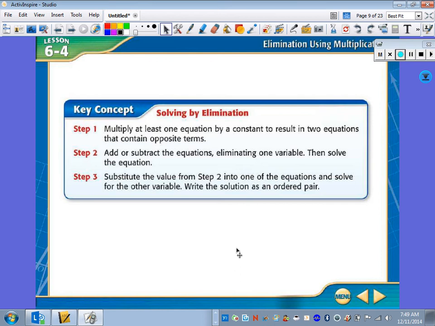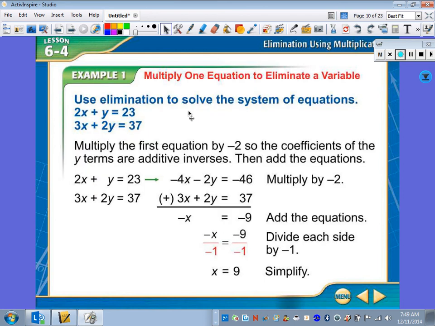What we did before is the variable fell out very easily. Now you're going to have to do a little work to make one of the variables fall out, and you still want to write the answer as an ordered pair. So we'll begin, and I have some extra examples.